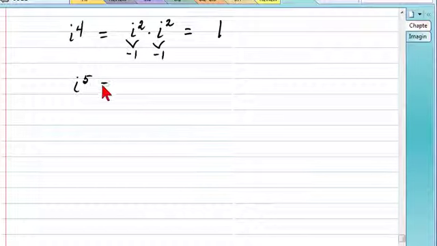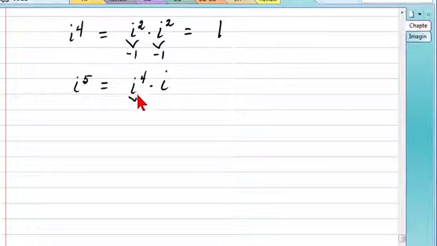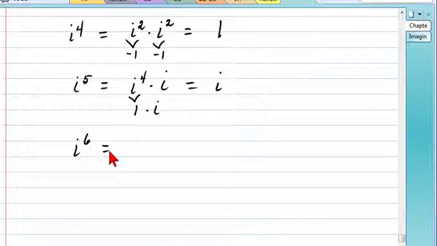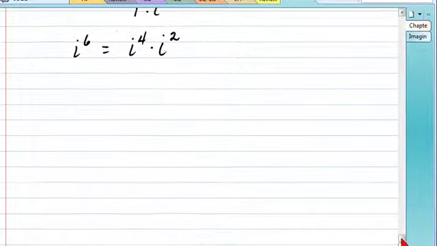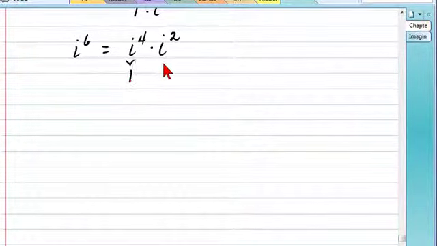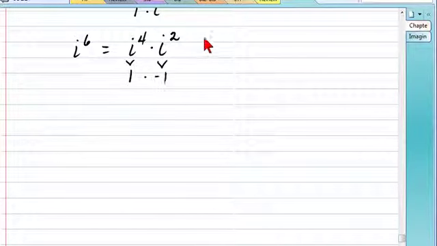i to the 5th. Do you agree that that could be i to the 4th times i? Well, what's i to the 4th? We found out, we decided it was 1, so it's 1 times i, which is i. I'm not going to do this forever. i to the 6th. Isn't it i to the 4th times i squared? But i to the 4th is so nice because it's just 1, and i squared is -1, so that's equal to -1.